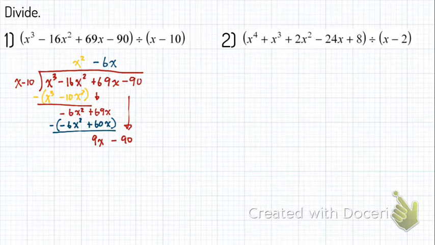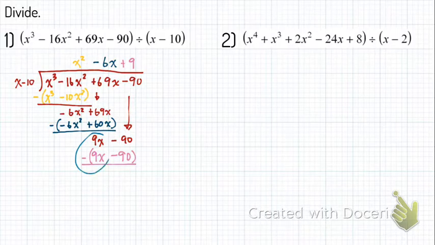So I'm asking myself, what do I multiply x with to get 9x now? Positive 9. So I'm going to write down positive 9, and I'll use a different color. You see how I use pink here. Positive 9 times x is positive 9x. Positive 9 times negative 10 is negative 90. Put parentheses around the terms, put a subtraction sign. 9x minus 9x is 0. Negative 90 minus negative 90, or itself, is 0. So that means I don't have a remainder, which is awesome.